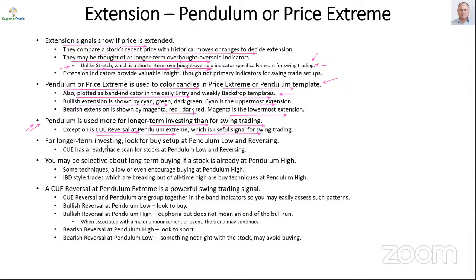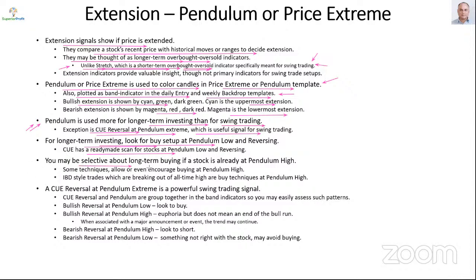For longer term investing, again, usually we will have a stock in mind. Starbucks, Apple, AMD, maybe gold miners. We want to buy the stock for longer term investing. Look for a buy setup at pendulum low and reversing. Q has a ready-made scan for stocks at pendulum low and reversing, both in Q Global and QLN.